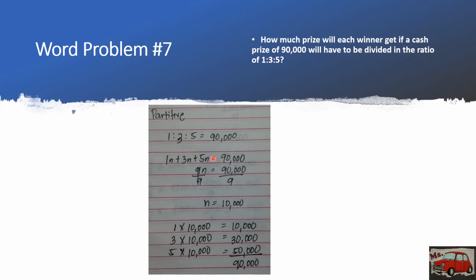Okay? So, gagawin na natin like this. So, 1n plus 3n plus 5n. So, let's add them. And we have 9n. Alright? So, yung add lang natin is yung number and then just copy the variable kasi pare-parehas lang naman sila. Okay? So, now, we have 9n equals 90,000.